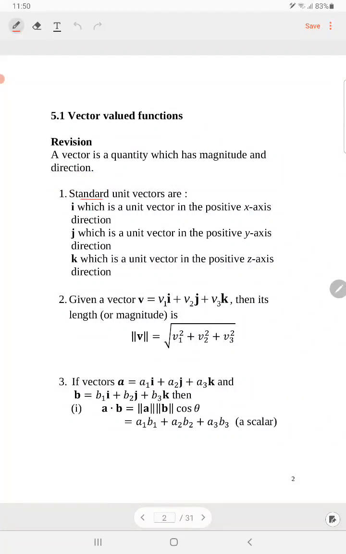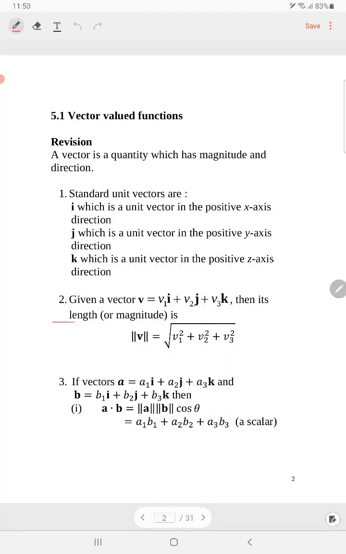The first item is standard unit vectors, and as you know, standard unit vectors are i, j and k. So i is a unit vector in a positive x direction, j is a unit vector in a positive y direction, and k is a unit vector in a positive z axis direction. So i, j and k are standard unit vectors.